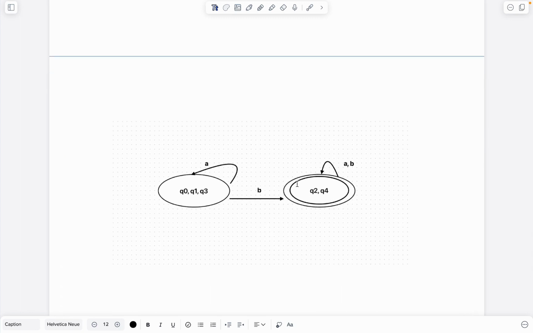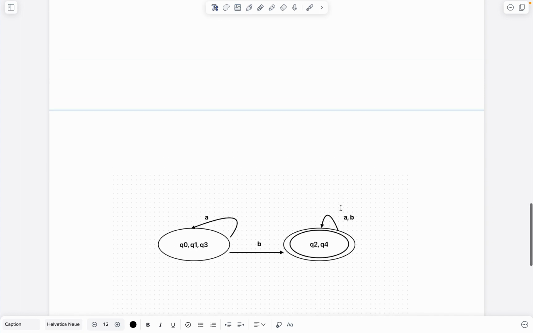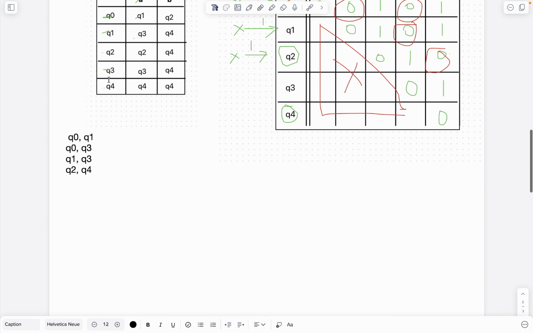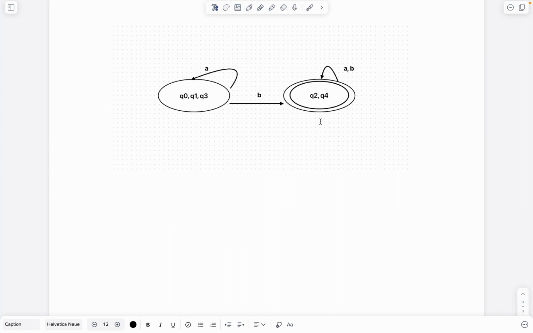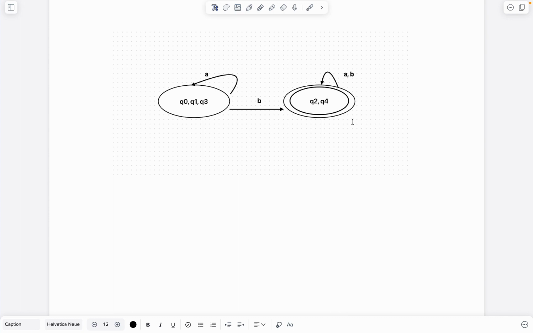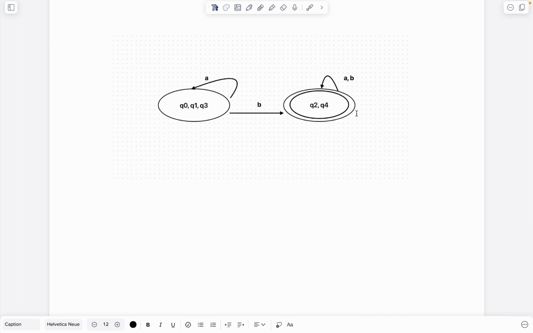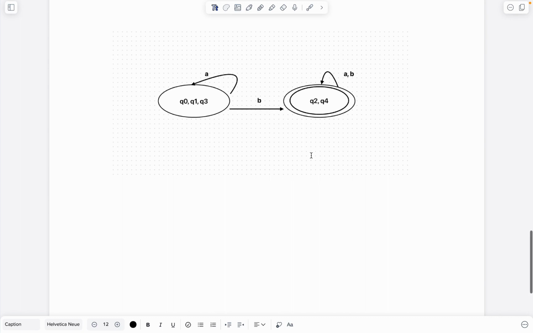Can you see that q2, q4 are the final states? Because our final states in the question are given as q2 and q4. So we mark these two as the final state. For example, if q1 were also a final state, then you would mark this as a final state too. But here in this DFA, only q2, q4 are final states. So this is how you convert a big DFA to a minimized DFA by merging similar states together. Similarity can be found by distinguishability or indistinguishability.